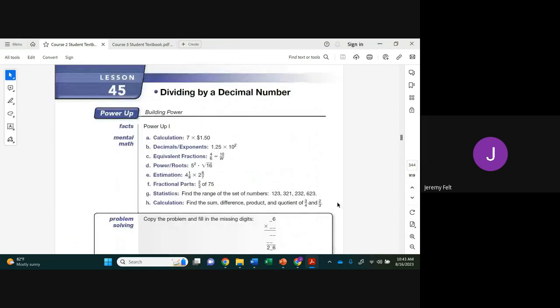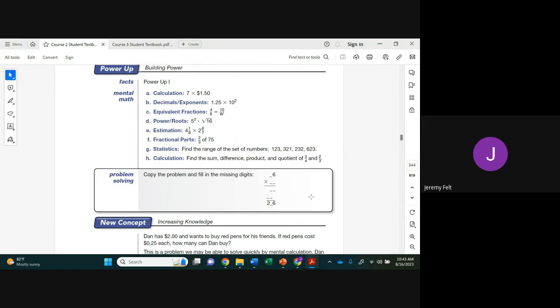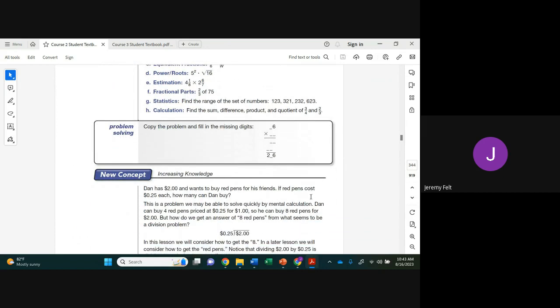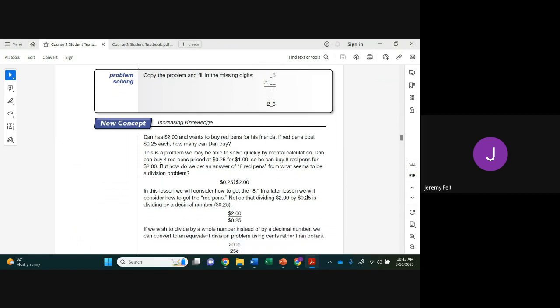Lesson 45, we're dividing by a decimal number. So this one especially, as we're still not using a calculator. Once we get into using calculators, we can just perform the calculation pretty quickly and easily in our calculator, but this is an important concept to know. So let's look at $2 divided by 25 cents, or 2 divided by 0.25.